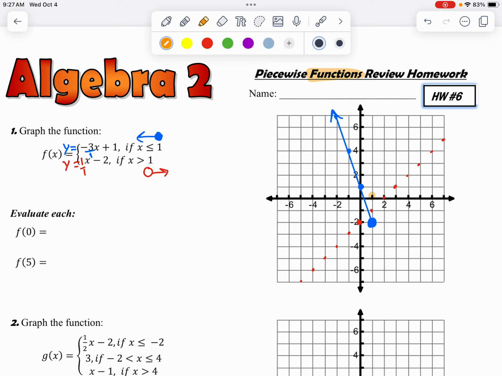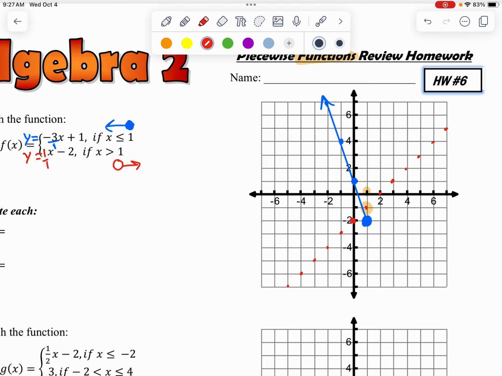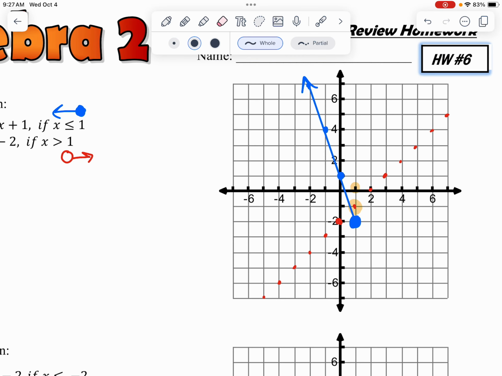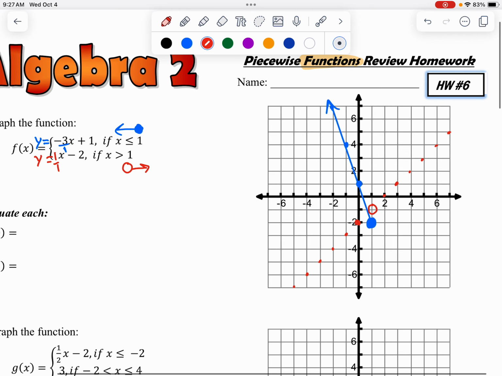So here's my x value of 1. I'm going to find the dot that refers to, which I've just highlighted there. I need to make that an open circle. So I'm going to erase it. I want to make sure it's clearly an open circle right here. That's my starting point. Now I do know that I'm going to the right.